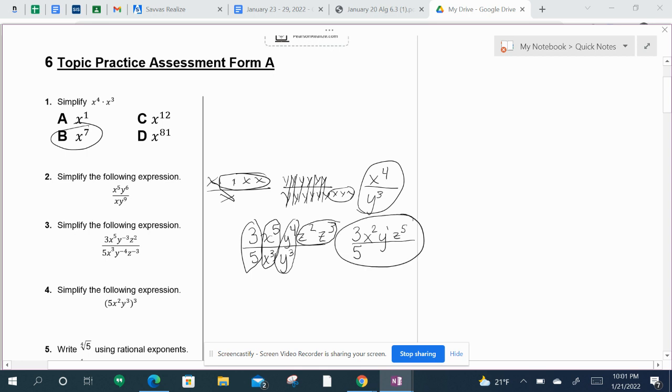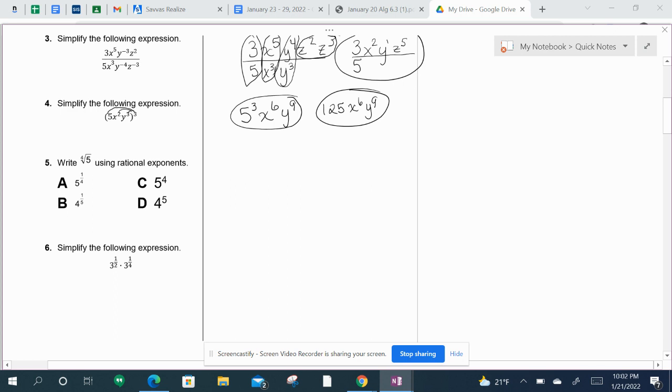Number 4, I have an exponent on the outside, so that means I apply it everywhere on the inside. So I'm left with 5 to the third power. Since x already has a power of 2, when I apply a new power, I do that by multiplication. So I get x to the power of 6, and finally y to the power of 9. Now, if I wanted to, I could go ahead and simplify 5 to the third power by 5 times 5 times 5. That would be 125 x to the sixth, y to the ninth.